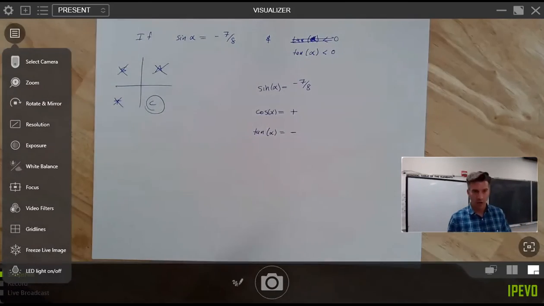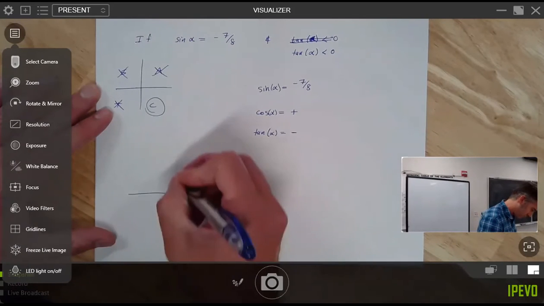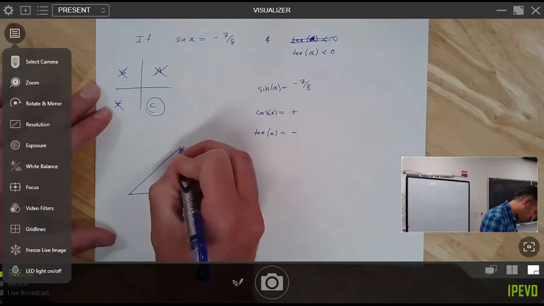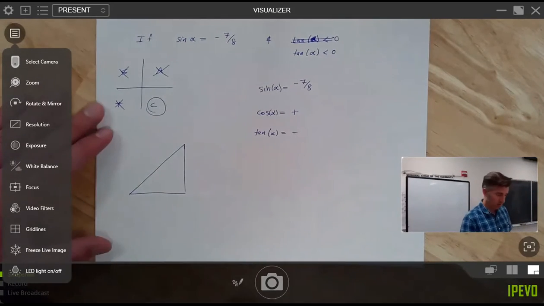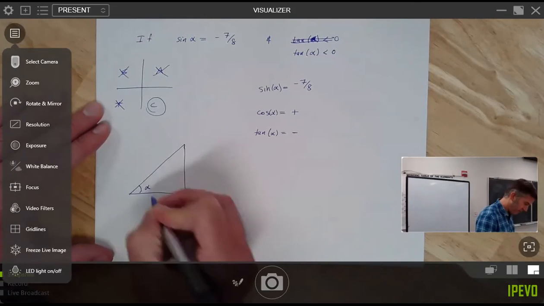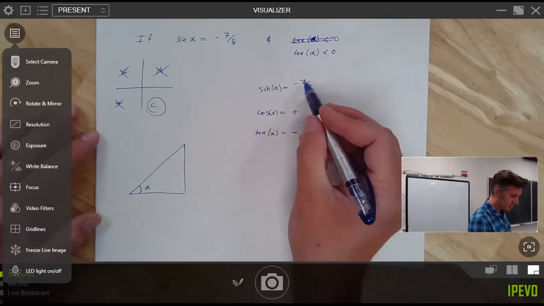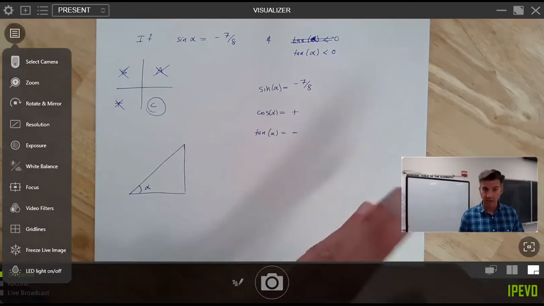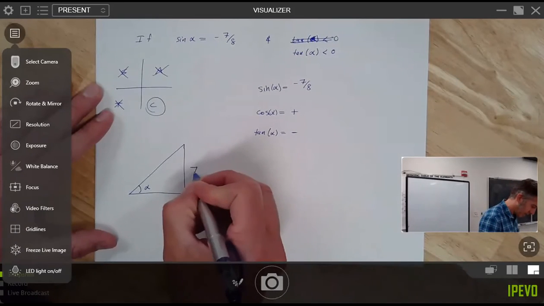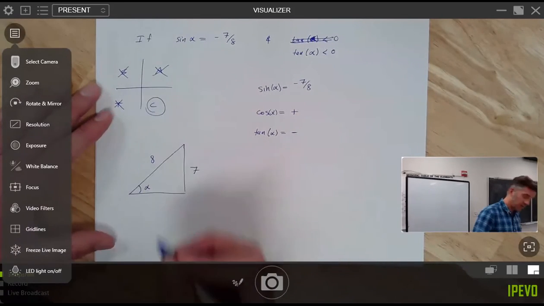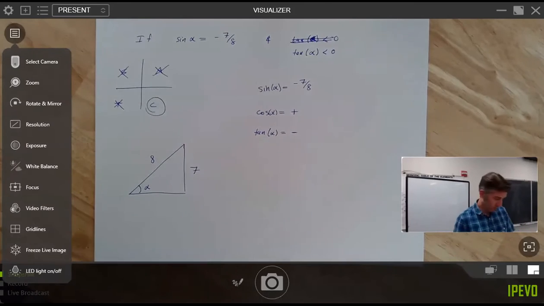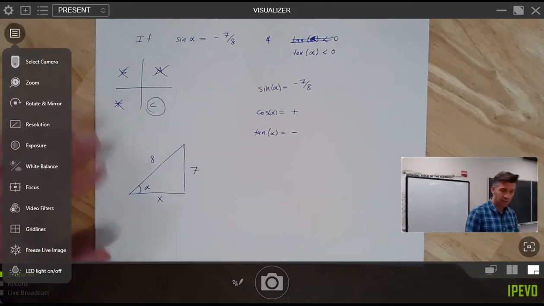So now let's draw our triangle. And when I draw the triangle, I'm really going to ignore the negative signs. Here's my not very good triangle. There's my angle alpha. And I know that sine is the opposite over the hypotenuse. So since sine is 7/8, ignoring the negative, I'm going to say the opposite side is 7 and the hypotenuse is 8. And then we're going to find the adjacent side.